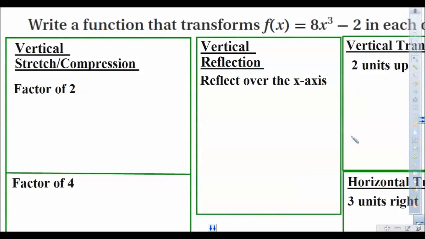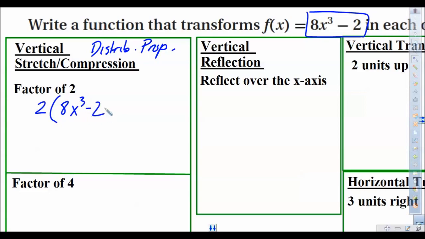Alright, other side of the note sheet, let's do these rapid fires so you can see how this process works with each individual one of these here, and then we'll start to pair them together. So vertical stretching and compression, all that is just a distributive property. When we're given the function right here, 8x cubed minus 2, vertical stretch by a factor of 2, we're taking 2 times 8x cubed minus 2. So our new function here, when we apply the distributive property, is going to be 16x cubed minus 4.